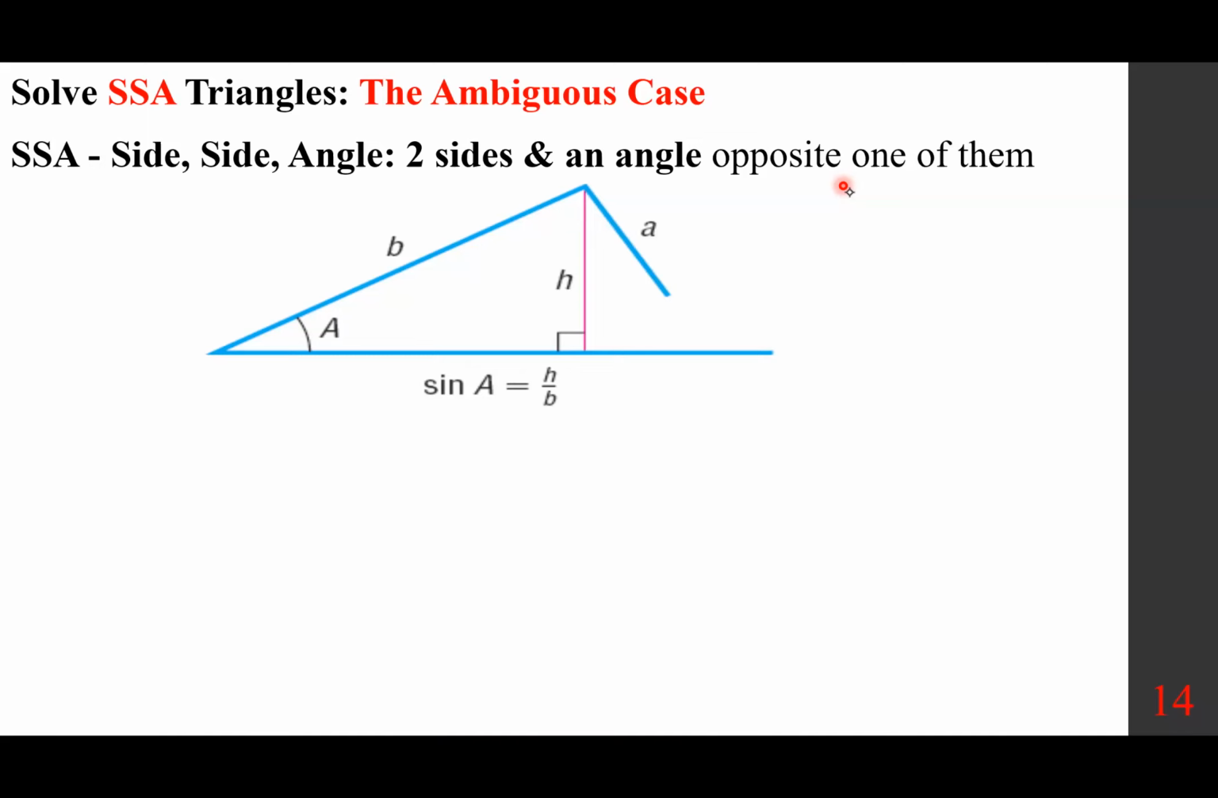So A and B are given, and angle A, which is opposite one of them. H in this triangle is B times sine A, because sine of A is the opposite, H, over B. Therefore, H is the product of these two pieces, B times sine A.